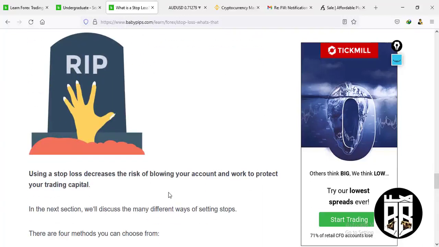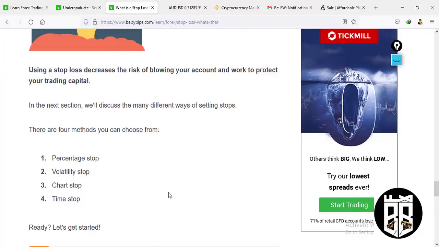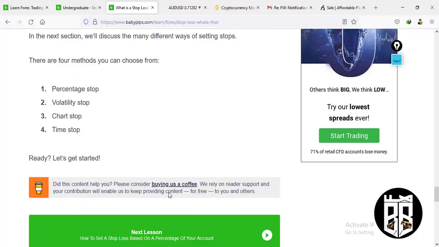So using a stop loss decreases the risk of blowing your account and works to protect your trading capital. In the next section, we'll be discussing different ways of setting stop losses. For instance, the first one is percentage stop. Second one is volatility stop. Third, chart stop. And the fourth, time stop. So are you ready? Let's get started if you are ready to rumble.